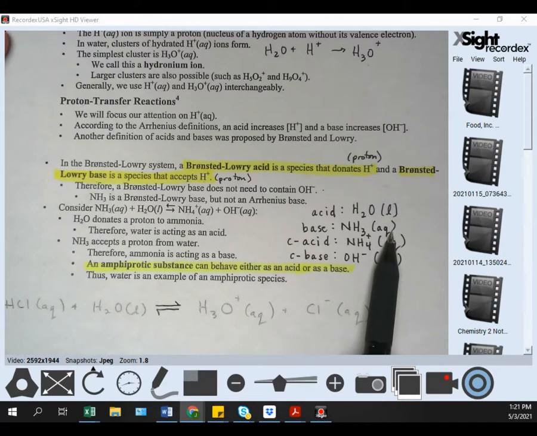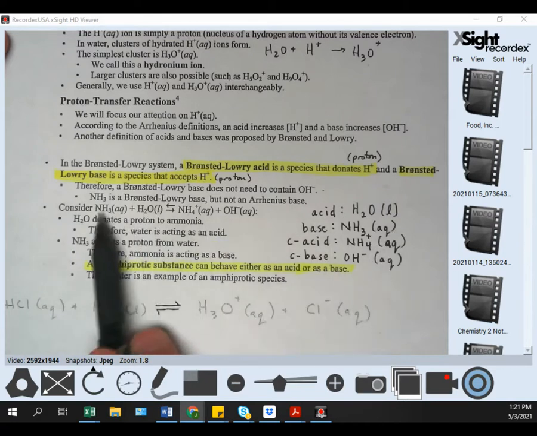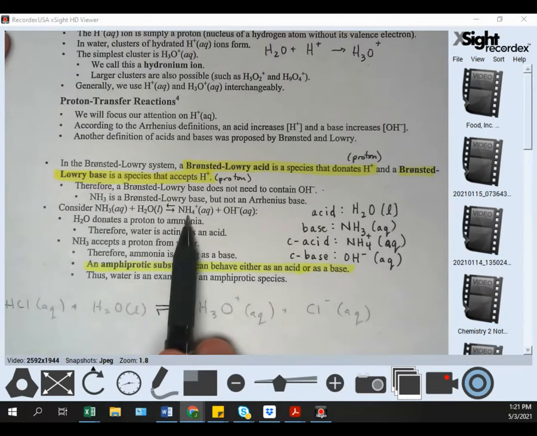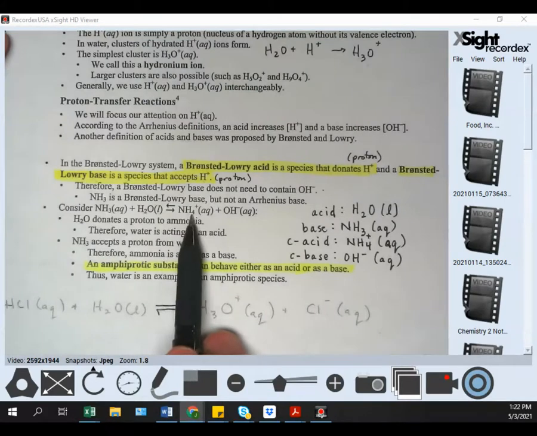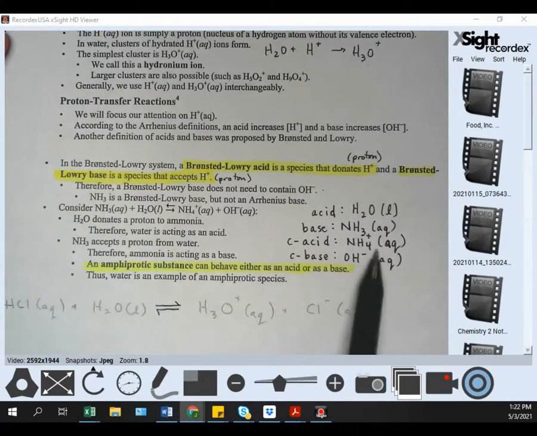Everybody okay with that? From the left side to the right side, it gained a hydrogen. Now, that makes the NH3 the base. It makes what it turns into the conjugate acid. So the thing that it turns into is the conjugate acid, the NH4 plus.